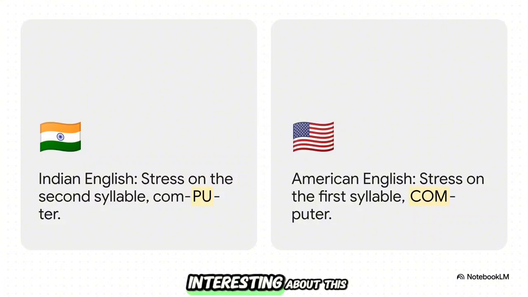Now, what's really interesting about this slide is that it's not just about single sounds. It's also about rhythm, where you put the emphasis or the stress in a word. For example, in Indian English, you'll often hear the stress on the second syllable, computer. But in American English, that emphasis jumps right to the front, computer. This little change in rhythm is one of the clearest giveaways of where someone's from.